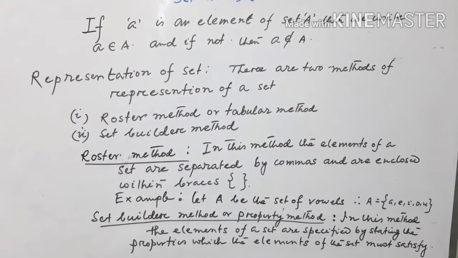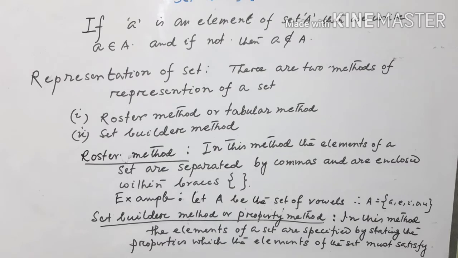Now if a is an element of a set A, that is, small a is an element of the set capital A, then we write like this: a belongs to A. And if not, that is, a is not an element of set A, then we write like this: a doesn't belong to A.